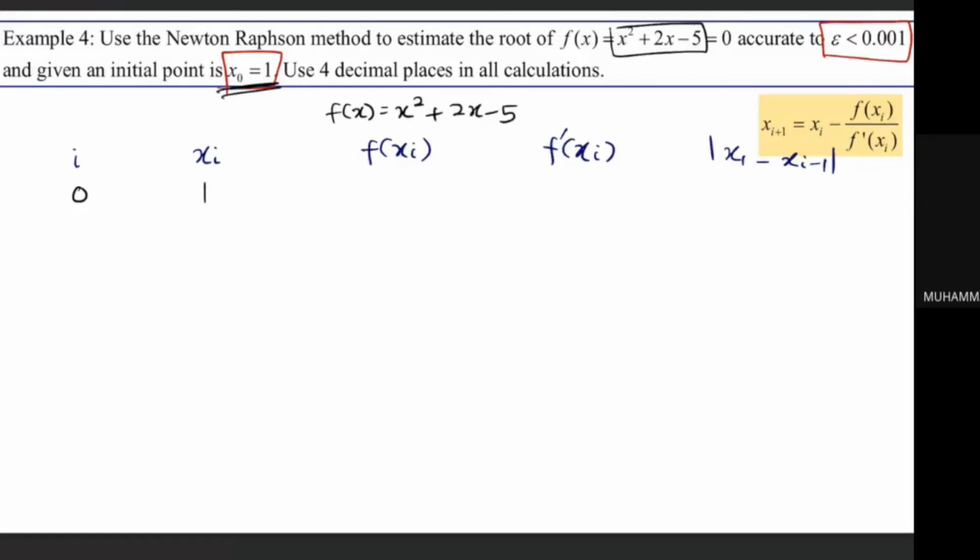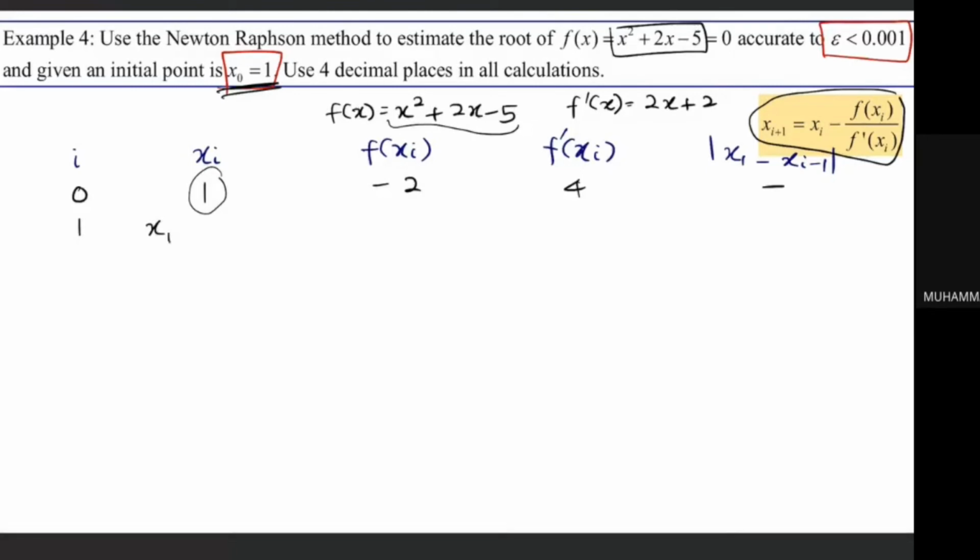And then calculate. This is our fx. Fx equals x squared plus 2x minus 5. Okay, and then find f prime x. F prime x equals 2x plus 2. Okay, substitute 1 in here. And we'll get negative 2. F prime, we'll get 4. So there is no error for the first iteration. We don't have error. Okay, then next iteration.